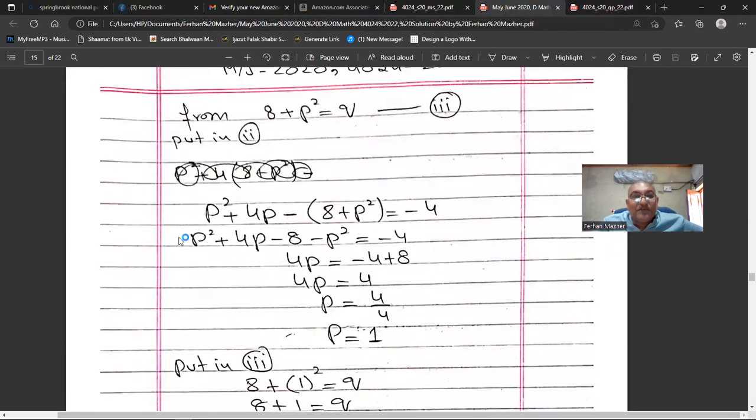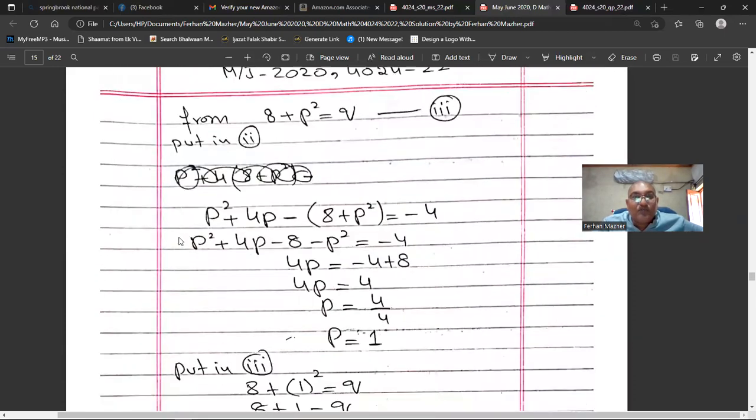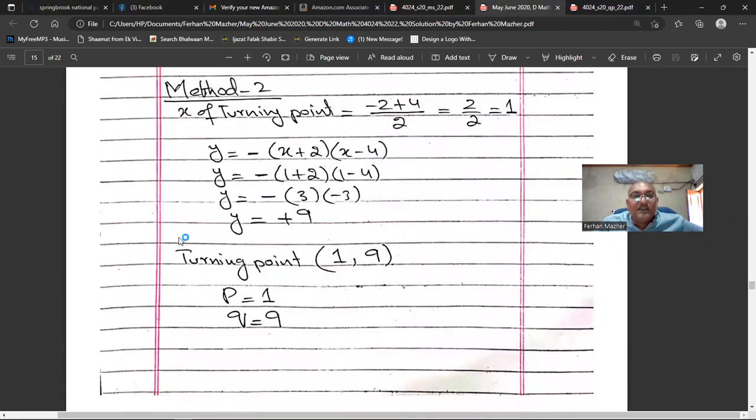So that's method number one. I hope you can understand a little bit. This is method number two, which is very easy. We know the x-intercepts, and they are −2 and 4. So add them up and divide by 2, and you will get the x of the turning point. If you know the x-intercepts, you can find the x of the turning point. So that will be the sum of the x-intercepts divided by 2. So (−2 + 4) divided by 2, and that will be 2 by 2, and that will be 1.